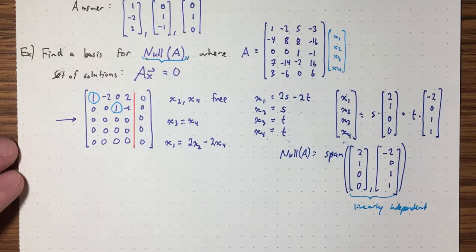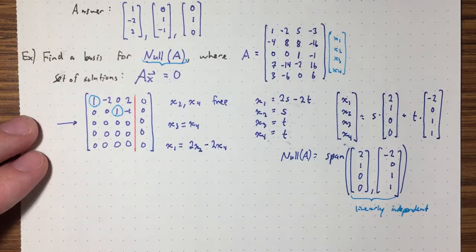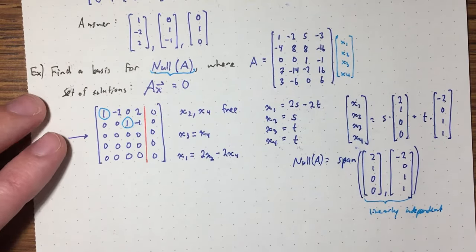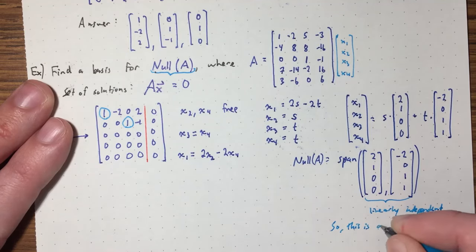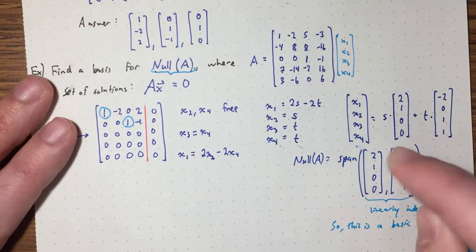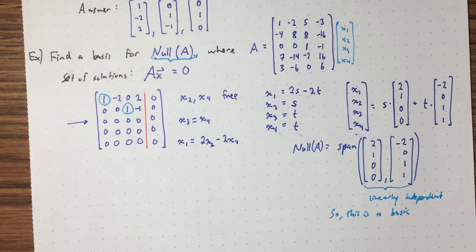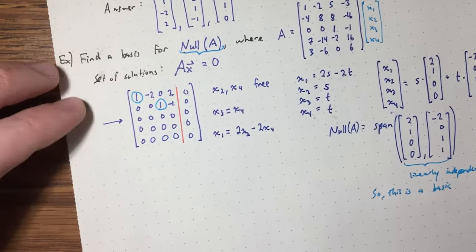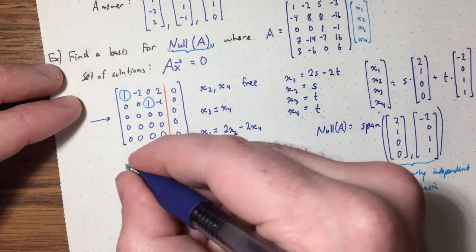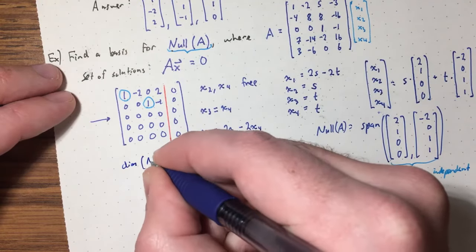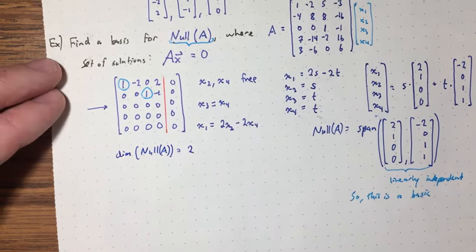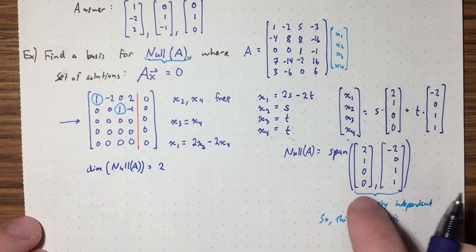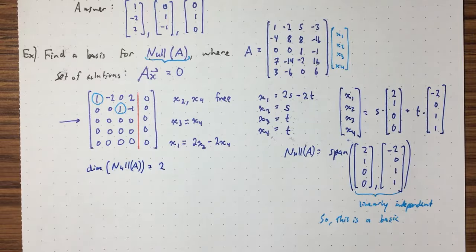So this is a basis. These two vectors form a basis. Okay. And also, what did we just find out? We found out that the dimension of the null space is, again, 2. So it's two-dimensional. There are two vectors in a basis for the null space.